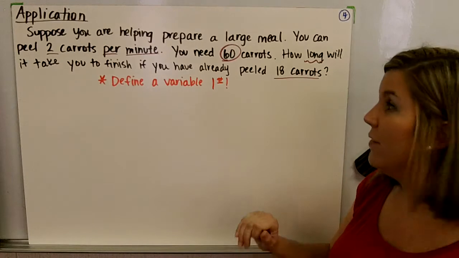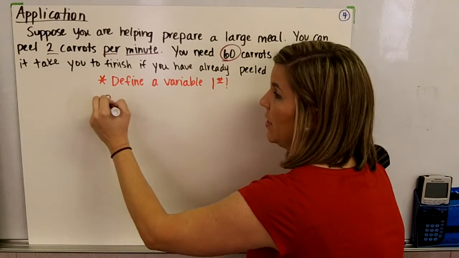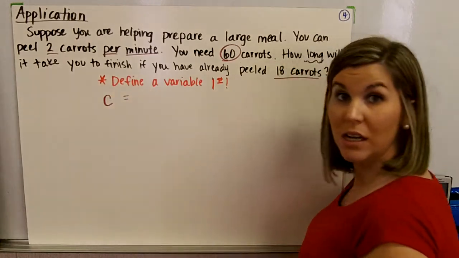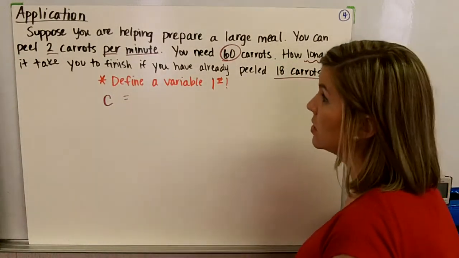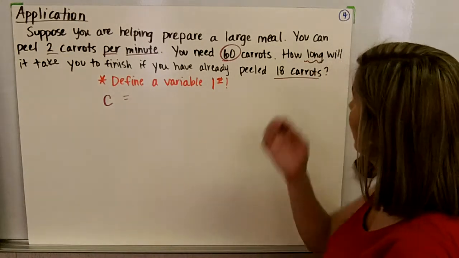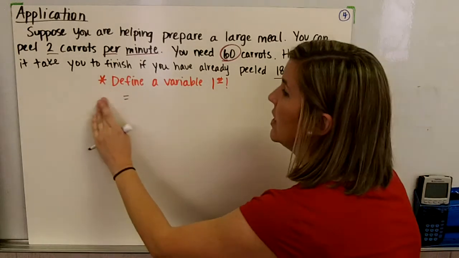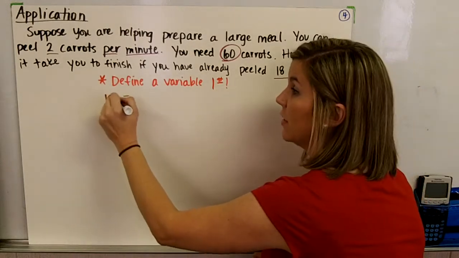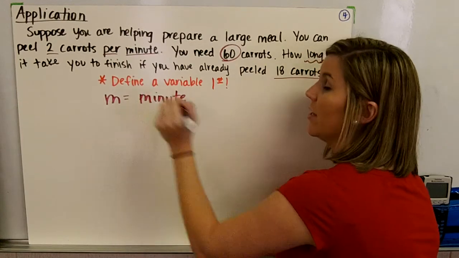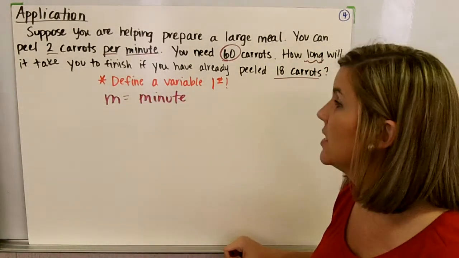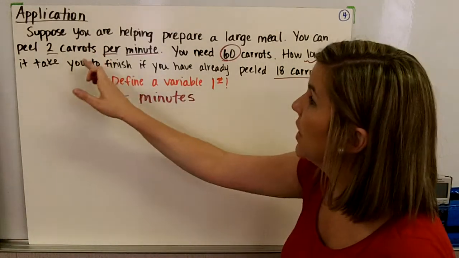So, define a variable first. Since we're talking about carrots, let's say C. Oh sorry, so not C, let's say how long, so minutes, M is minutes. That's what we want to find out. We don't want to find out carrots, we want to find out how long something's going to take, so minutes. Alright. 2 carrots per minute.